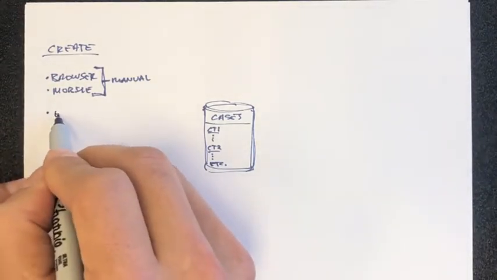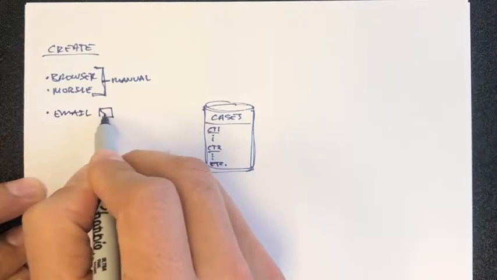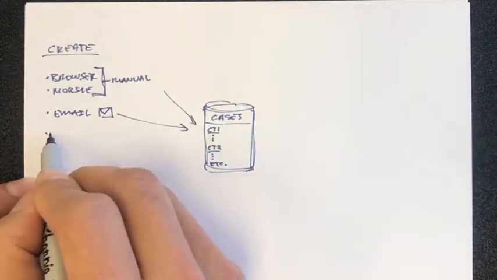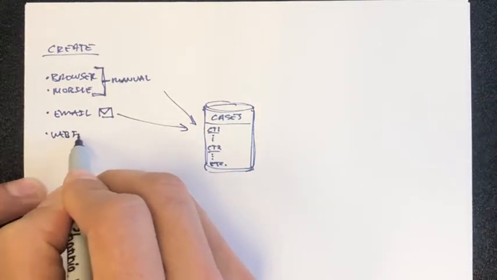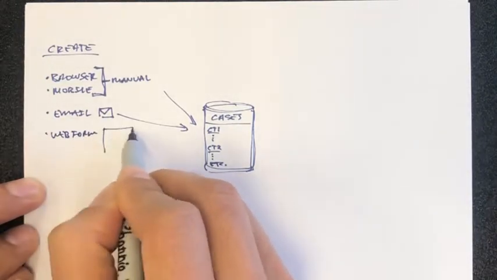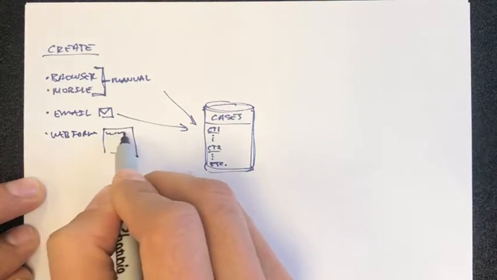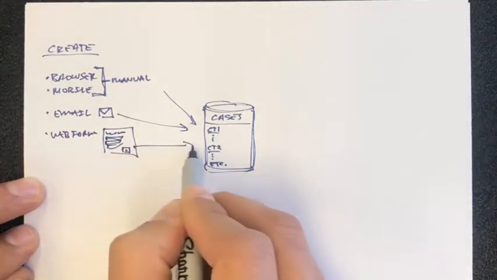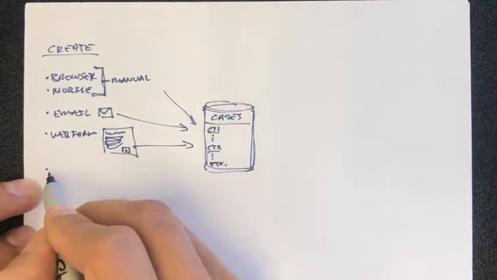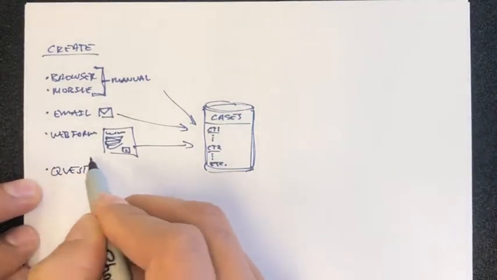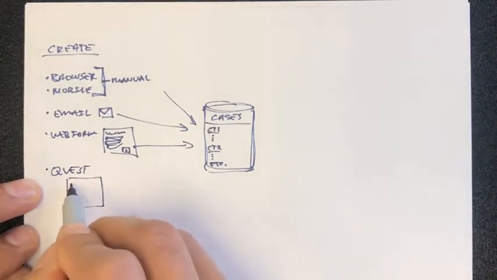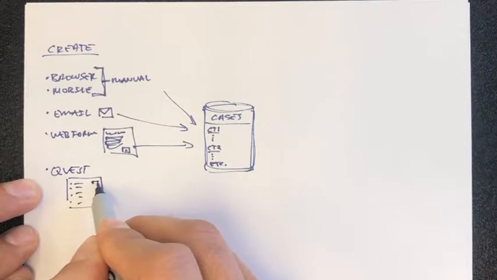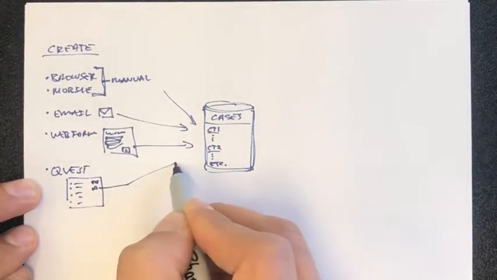For example, email. Okay, you can create an email and have that go to the system and create a case. We can also have a web form that gets put on a website. So this is something where a customer or a web user would fill it out, hit submit, and it creates a case. We have Quest, which are checklists, and Quest often has a bunch of questions, and depending on the answers, if the answer is a certain thing, then it will kick off a case.